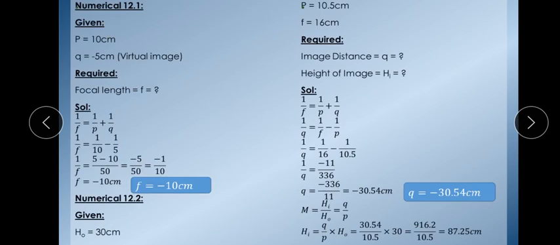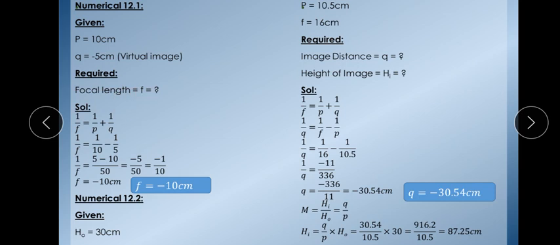So before solving numerical 12.1, I'm going to read the statement of this numerical. In 12.1, an object 10 centimeter in front of a convex mirror forms an image 5 centimeter behind the mirror. What is the focal length of the mirror? Students, p is equal to 10 centimeter, q is equal to minus 5 because it is virtual, so we'll take it with the negative sign. The focal length we have to find.